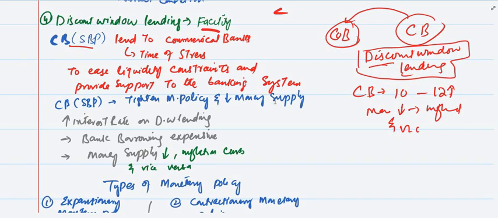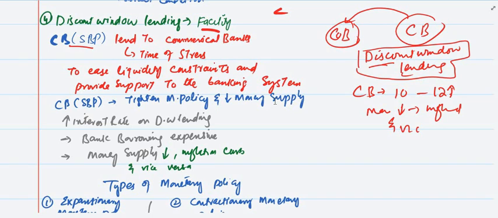And if the central bank wants a loose monetary policy and wants to increase the money supply, then they will reduce the interest rate on discount window lending, and that will make it cheap for the banks to take loans from the central bank. This will increase the money supply, and it will also increase inflation.